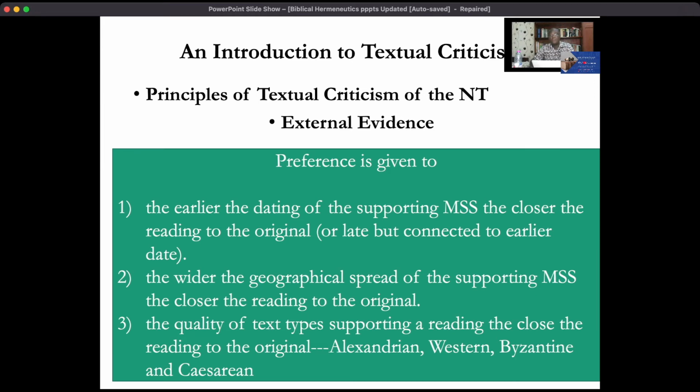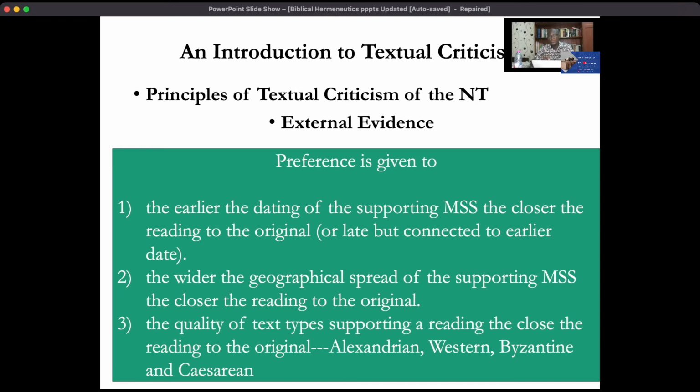Principles of textual criticism of the New Testament. External evidence. Here, we are looking at the preferences. Preference is given to the earlier dating of the supporting manuscript: the closer the reading to the original. And so, if the manuscripts supporting a reading have earlier dates, then we consider the reading to be close to original. The wider the geographical spread of the supporting manuscripts, the closer the reading to the original.